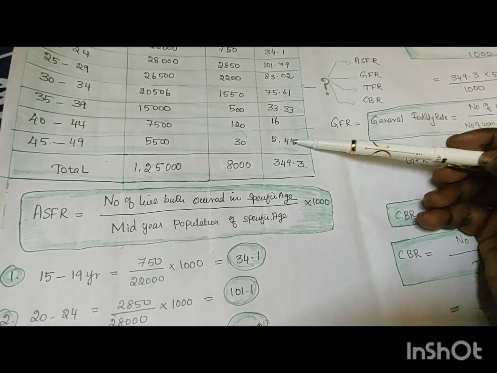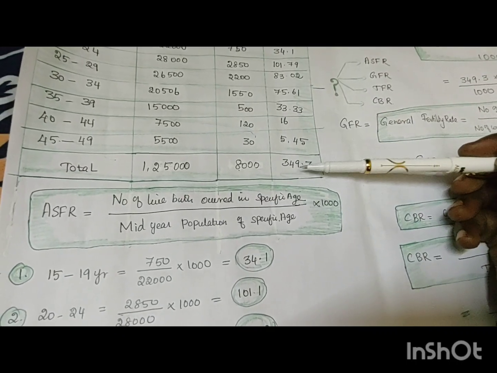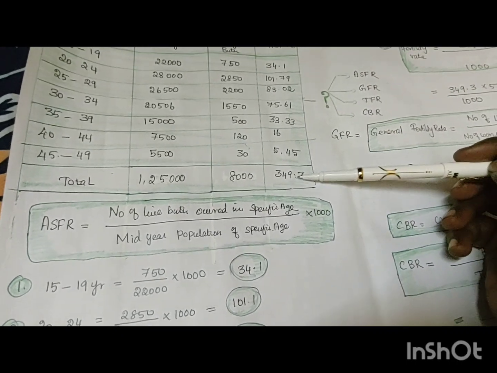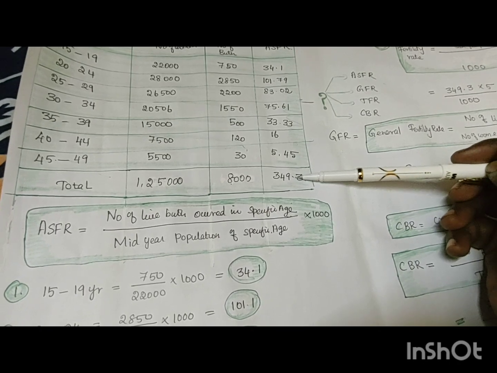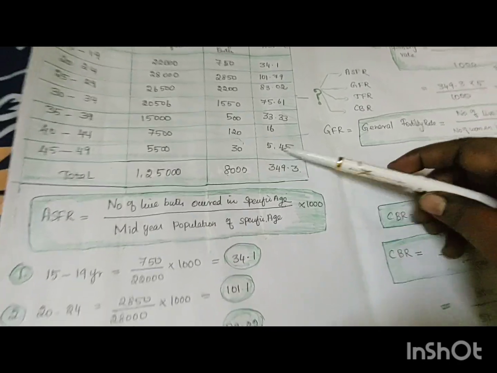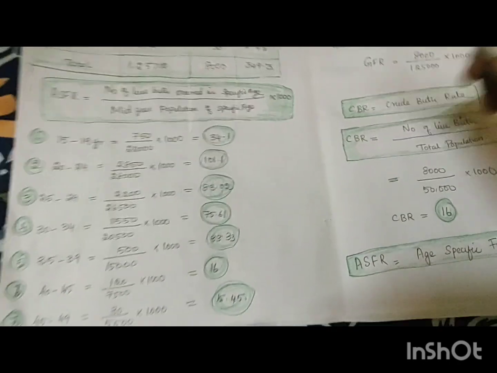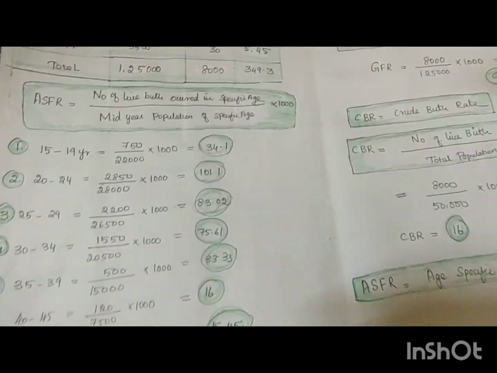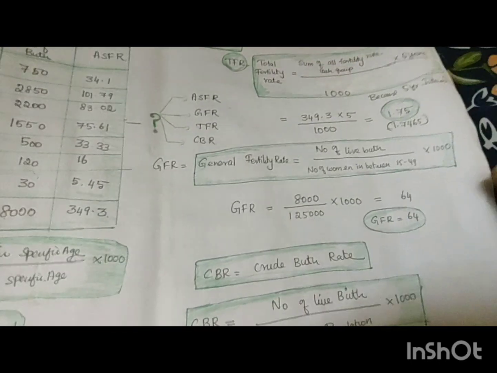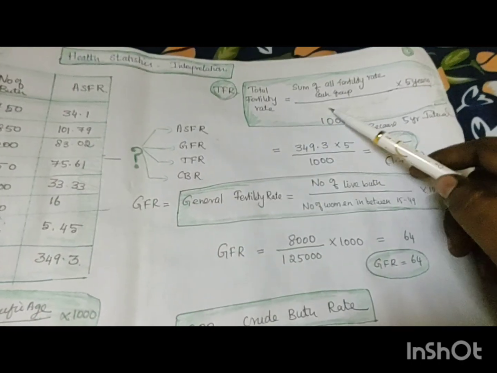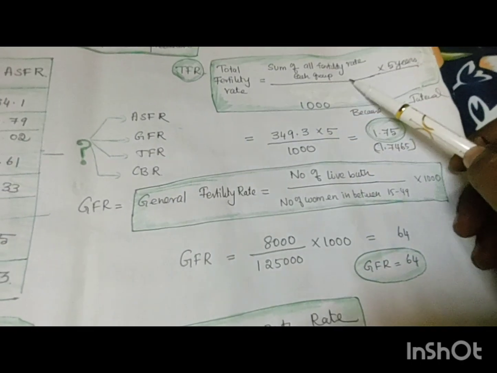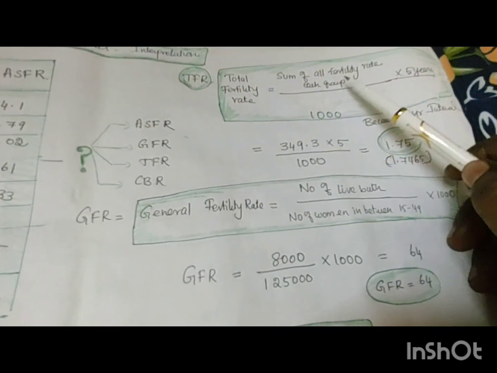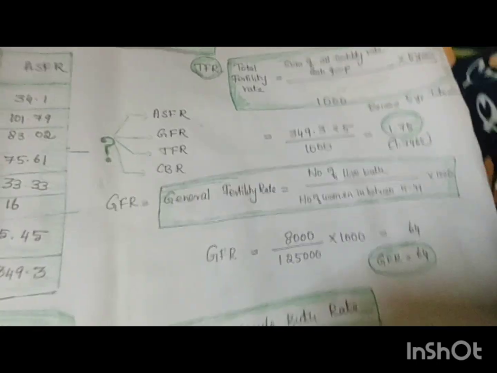This has been tabulated and the total has been put inside here because it will be helpful for the total fertility rate. Next we will see how every age specific rate has been calculated. Next, what is TFR? What is the formula? It is called the total fertility rate. Total fertility rate is the sum of the fertility rates of each age group.